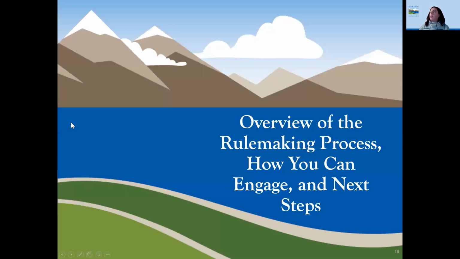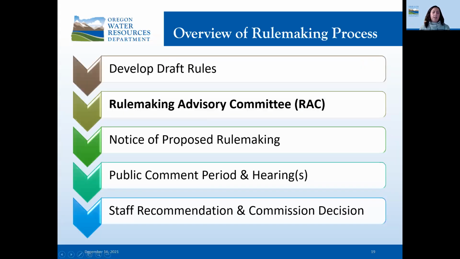Okay. We're going to move on to an overview of the rulemaking process and how you can engage and next steps. So as a general overview of the rulemaking process, administrative rulemaking must follow the procedures of Oregon Revised Statutes, Chapter 183, and the Attorney General's Model Rules and the Department's Division 1 rules. So our rulemaking process begins with internal development of draft rules. We then appoint a Rules Advisory Committee, or a RAC, and this is comprised of persons likely to be affected by the proposed rule change. The RAC provides the department with feedback on the substantive language of the rules and any fiscal impact that may result from the proposed rule change.